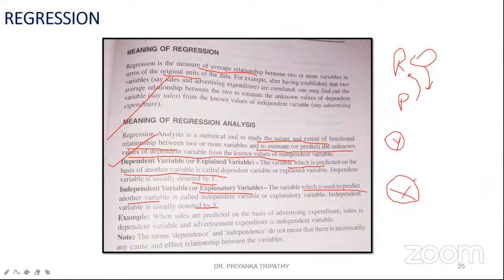See, in order to predict, in order to estimate, in order to understand what is the degree, what is the relationship value between the two variables, we are going to use regression model. Clear about the introduction of regression? Any doubt in that? No, ma'am. Clear. Okay.